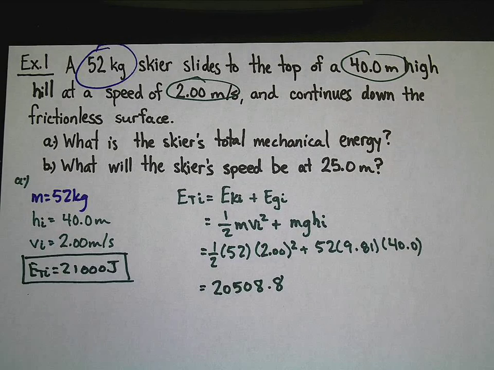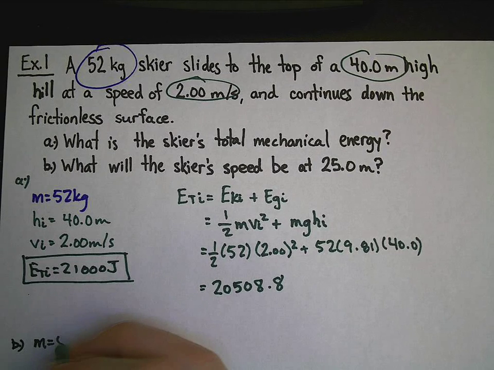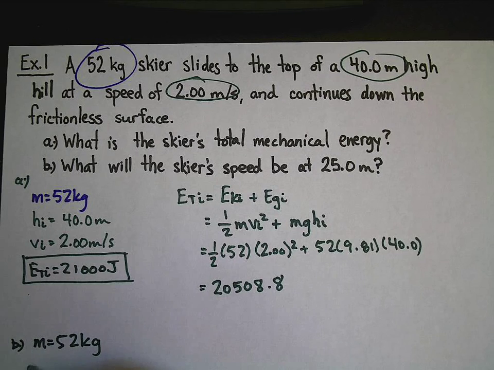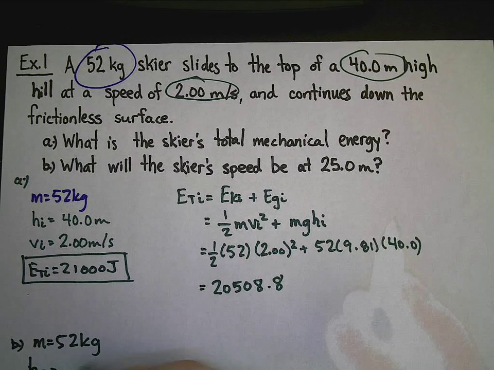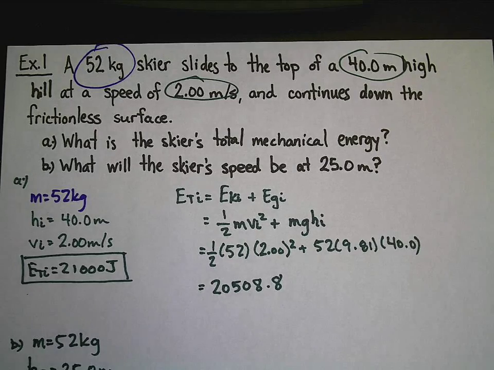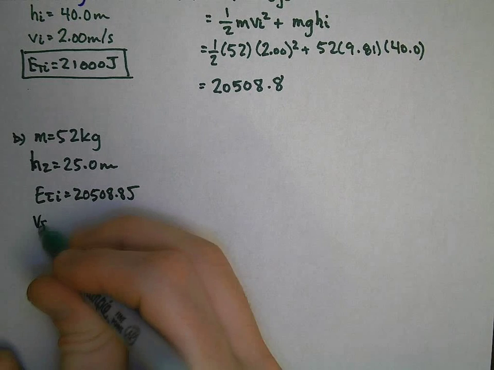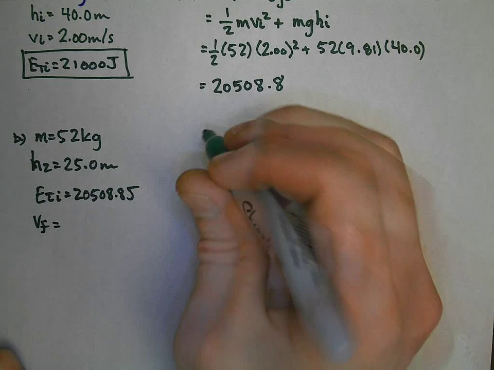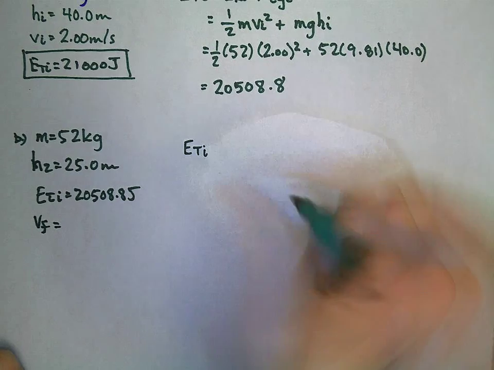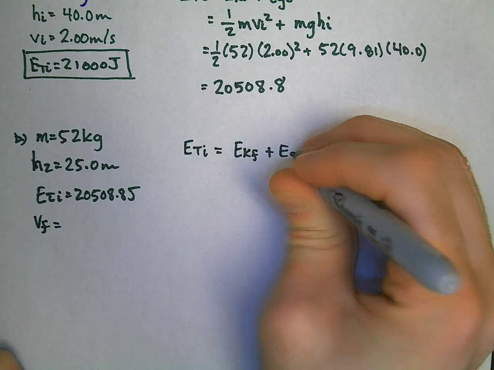And this really helps us calculate the skier's speed at a height of 25.0 meters. Because we still have that the mass is 52 kilograms, we still have our second height, which will be 25.0 meters. We know that the initial mechanical energy is 20,508.8 joules. Notice how I use the more accurate answer for our calculations, and we need to calculate what the final speed will be at the very end. So we know that our initial mechanical energy will be equal to the kinetic energy at the end, along with our gravitational potential energy at the end.